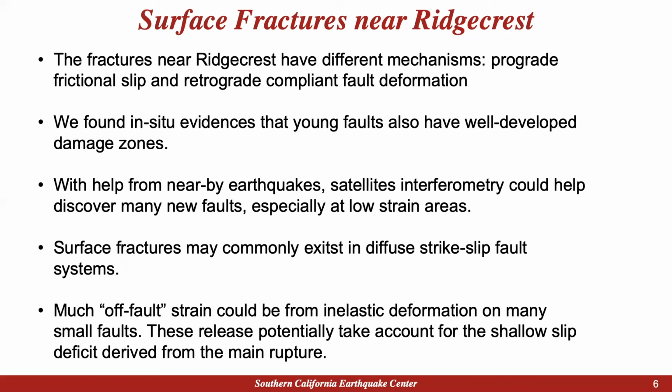Based on our conceptual model, one of the most important implications is that much of the off-fault strain could be from inelastic deformation on many small faults. The interseismic strain release on these many small faults may account for the shallow slip deficit derived from the main rupture.